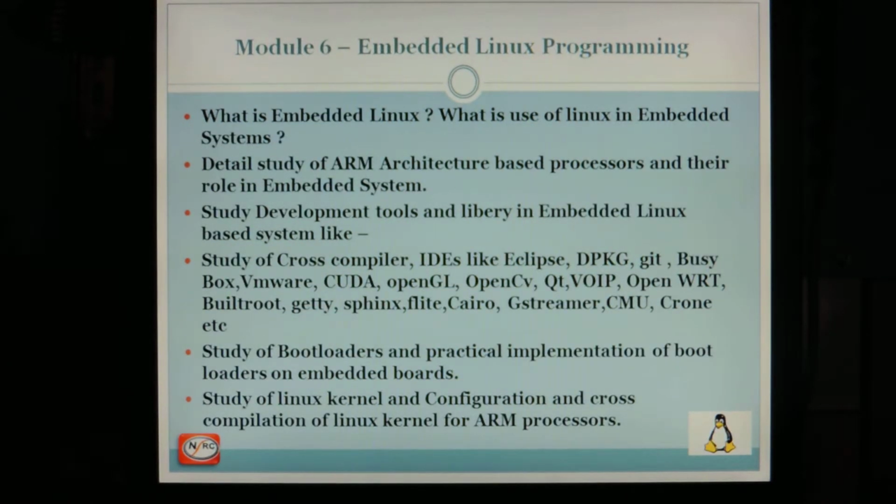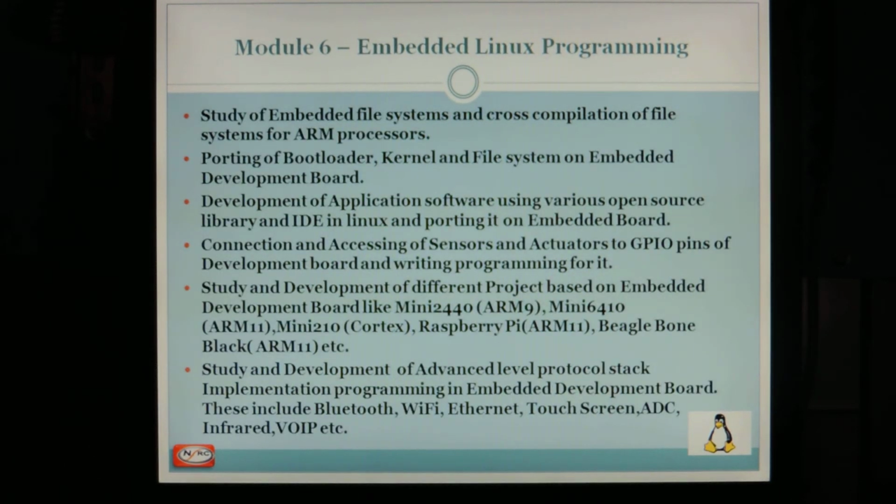The sixth module is embedded Linux programming. Whatever we learned in the 5 modules previously, we are going to use to develop some projects. According to our requirement or any customer requirement, we are going to develop a project so that we get the knowledge of total Linux as well as total ARM architecture in this project, and we get practical knowledge on those projects. So this is our 6-module course where we are learning the various aspects of ARM, various aspects of Linux as well as the various development boards.